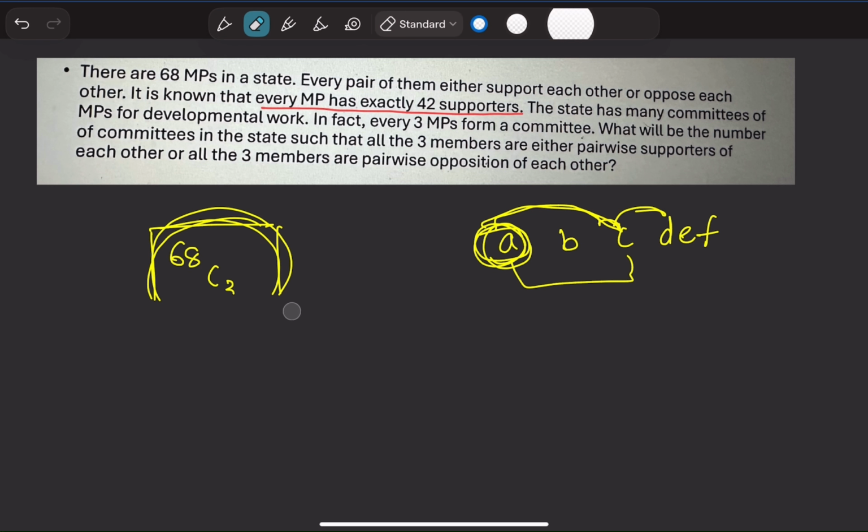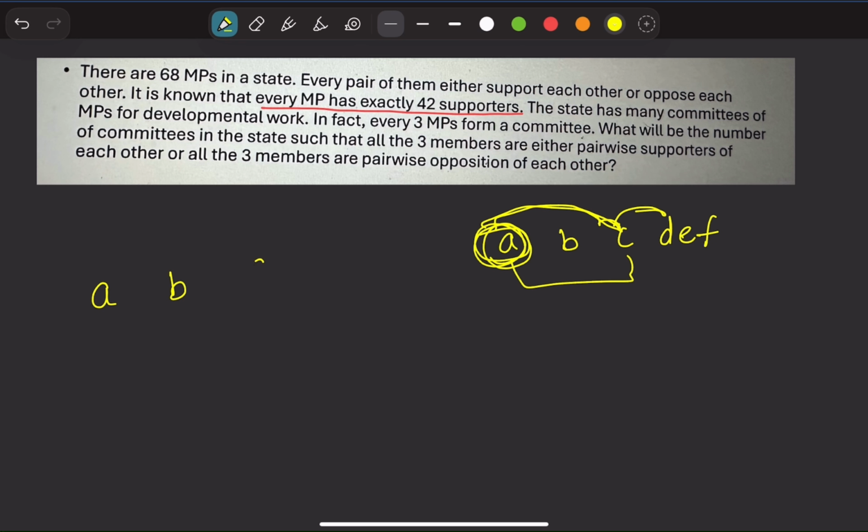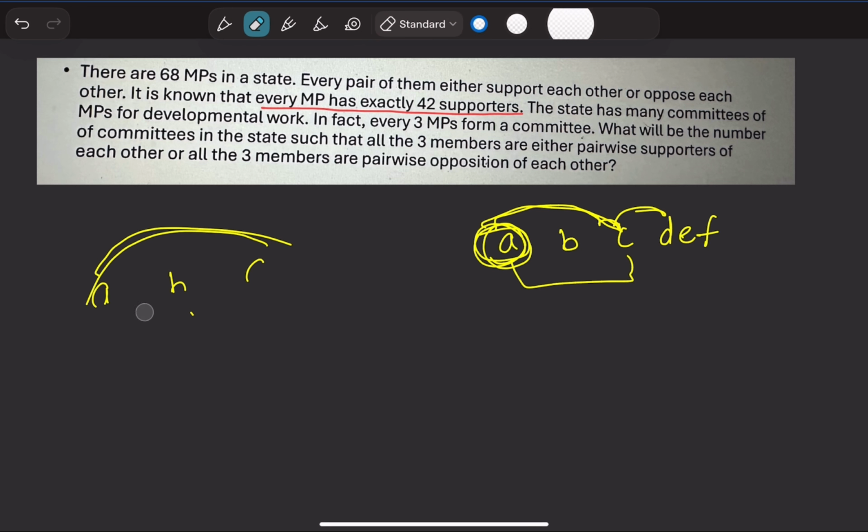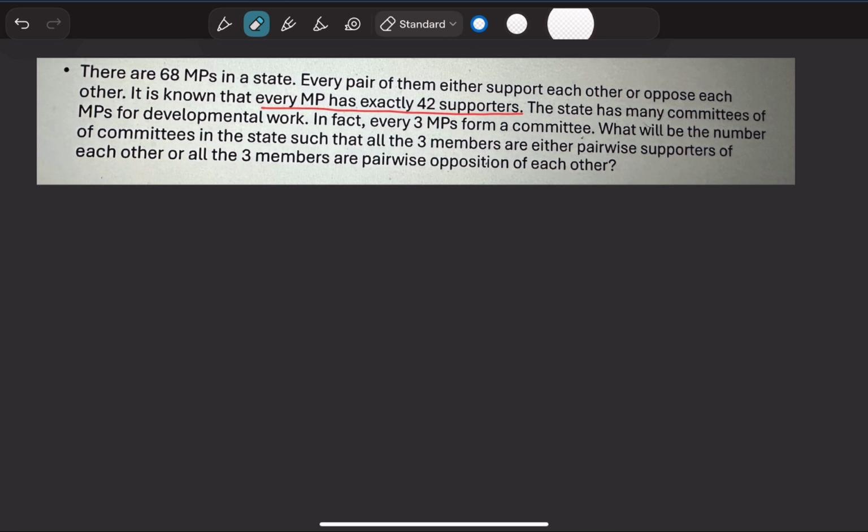Now the question is, what will be the number of committees in the state such that all 3 members are either pairwise supporters? Let us say there is a committee A, B, C. So A and B should be supporters of each other, and B and C should be supporters of each other, and A and C should be supporters of each other. Or AB oppose each other, BC oppose each other, and AC oppose each other. So all the 3 members should either support or oppose each other pairwise. We have to find the number of ways of that happening.